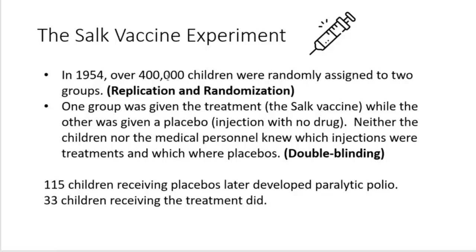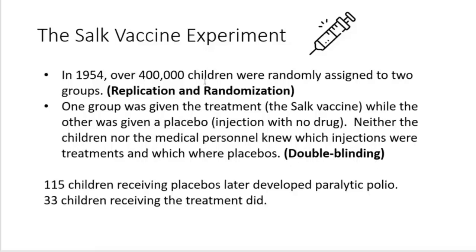But 400,000 means that they were replicating the results over and over and over, because they did not just do it on a small group. They also randomly assigned the kids to different groups. One of the groups was given the treatment, the Salk vaccine, and the other one was just given an injection. Unfortunately for the kids, they got a shot, but they didn't get any medicine. Neither the people giving the shots nor the children knew which one they were getting. So it was a double-blind study.